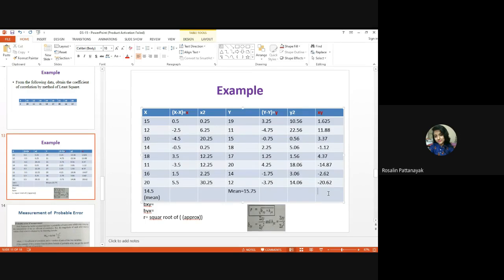Sir, if it is small xy, then it will be 0.5 into 19, right? 0.5 into 9.5, right? Which row are you talking about? 0.5 into 3.25, sorry, 3.25. That is why I have made it in red color, okay, sir, for easy understanding of this particular concept. So what is the value of xy here?